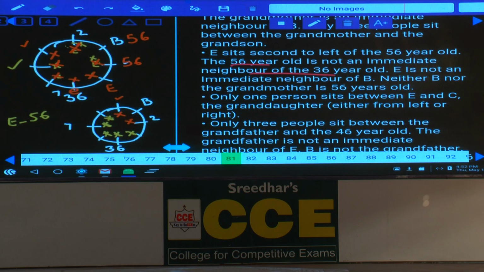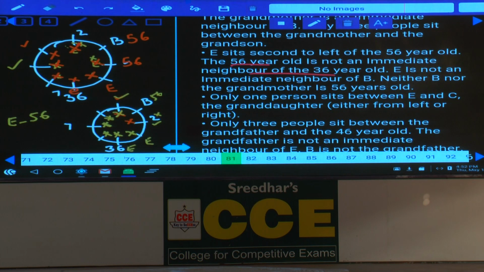Now we are left with how many more possibilities? 3 more possible. Now if 56 is at this place and E must be here also, it is not possible. Are you following this one or not? Hence we are left with only 2 possibilities. What are those 2? Either B is 56, then E will be here, or if here, E will be here. Isn't it? Then next one.